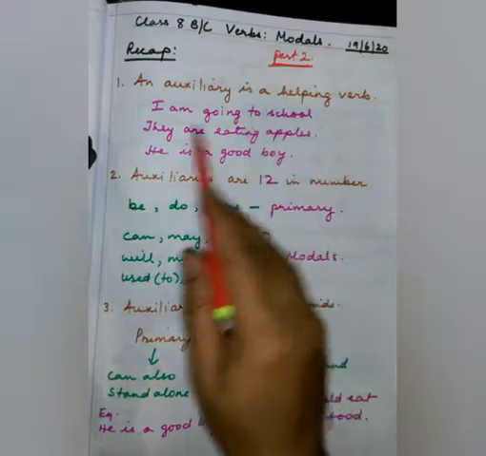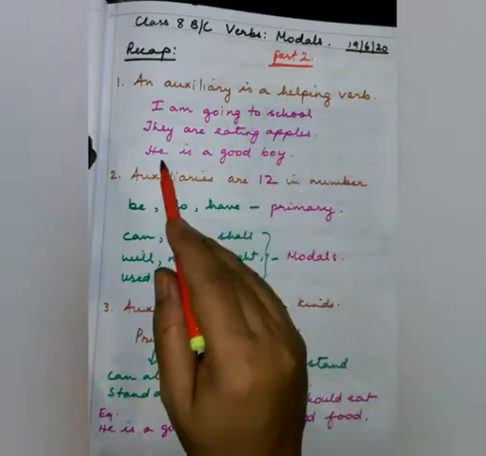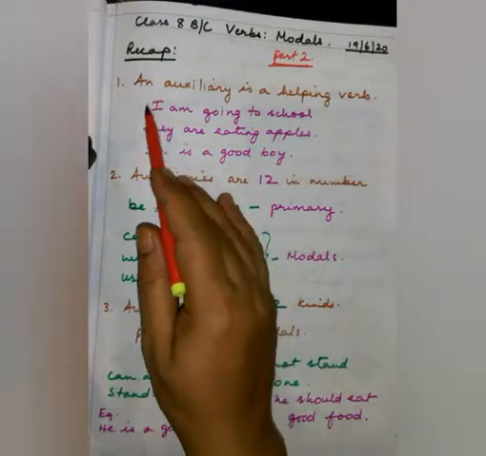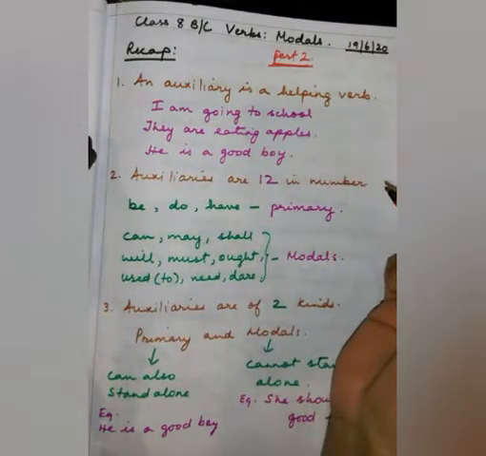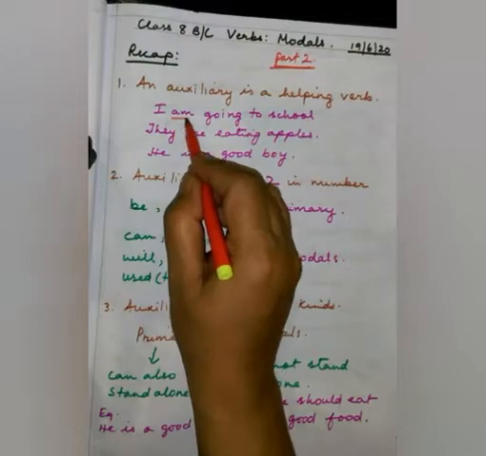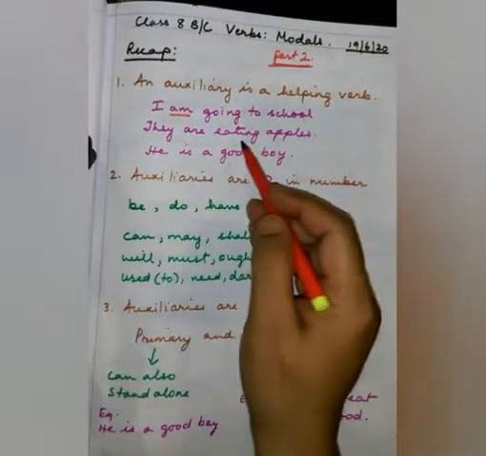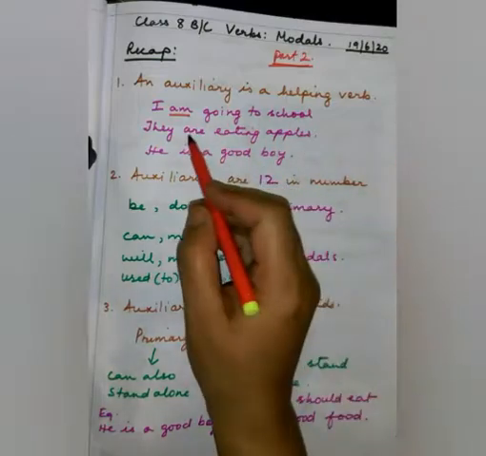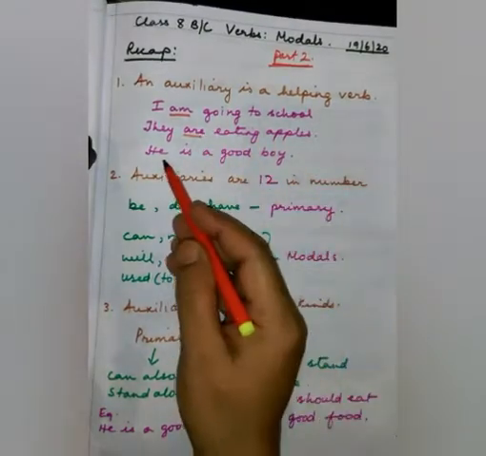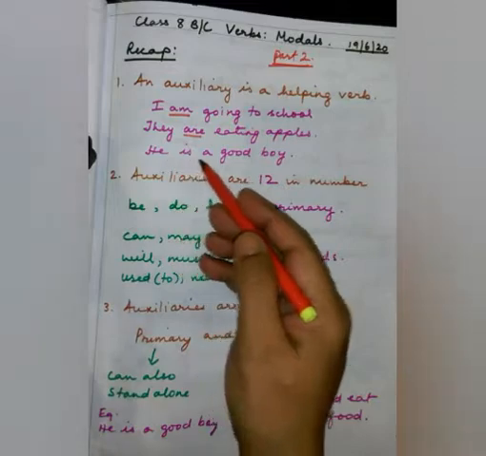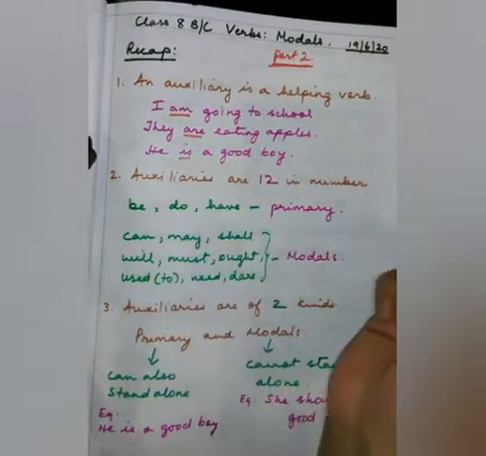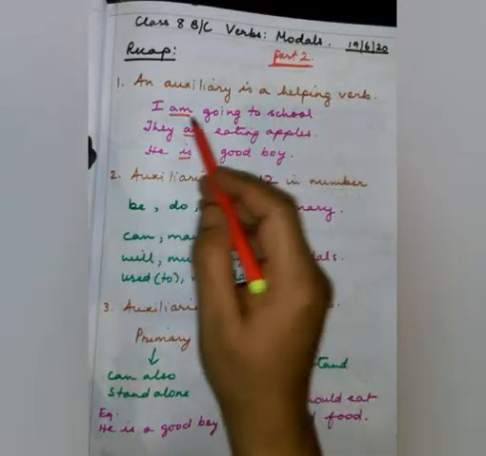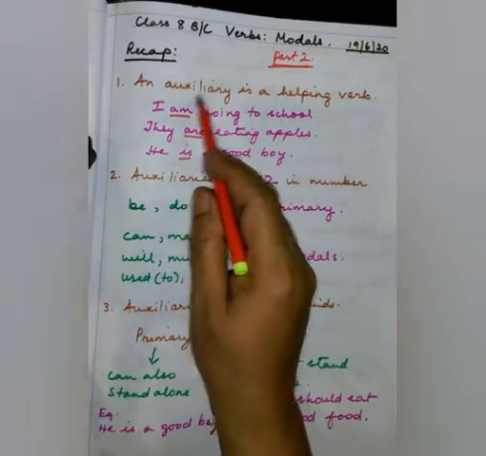I am going to school. They are eating apples. He is a good boy. These are 3 sentences. I am going to school. Now the word am. They are eating apples. The word are. He is a good boy. What is the auxiliary here? Is. Now looking at sentence number 1, I am going to school. Am is the auxiliary verb.